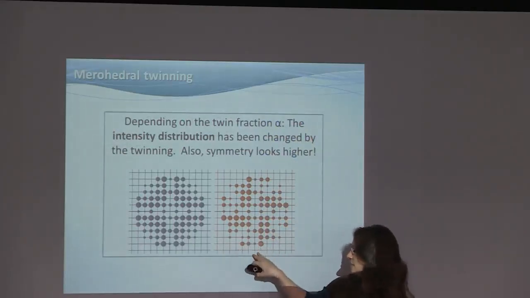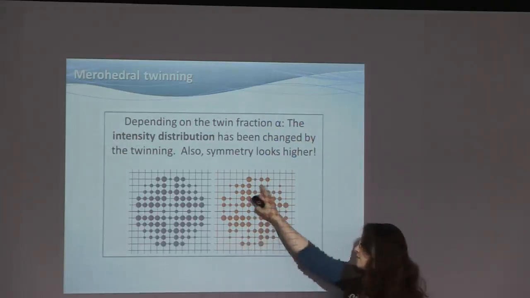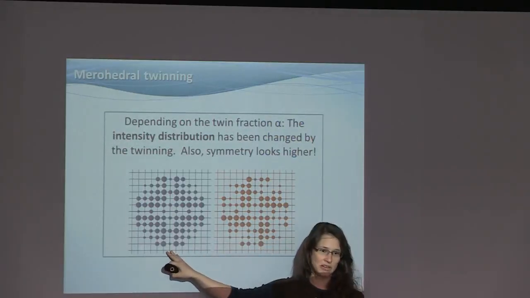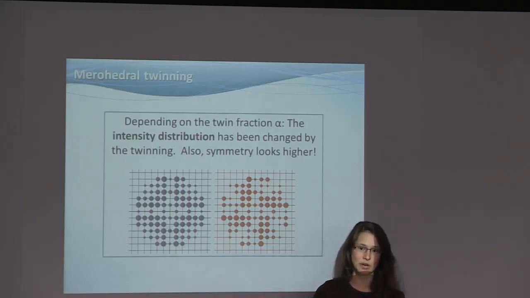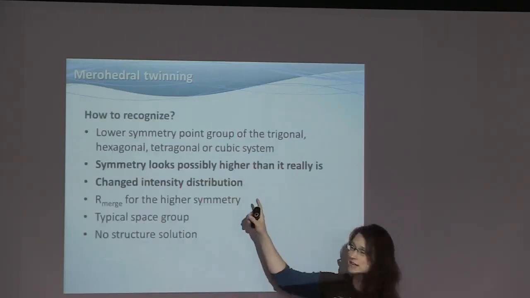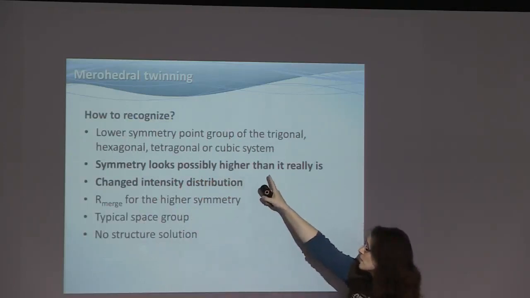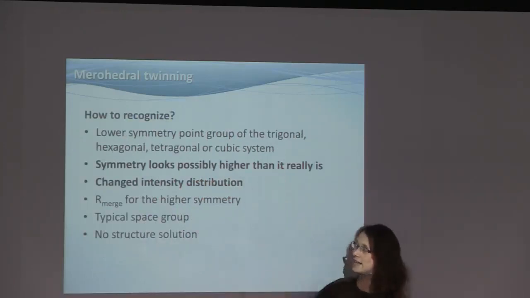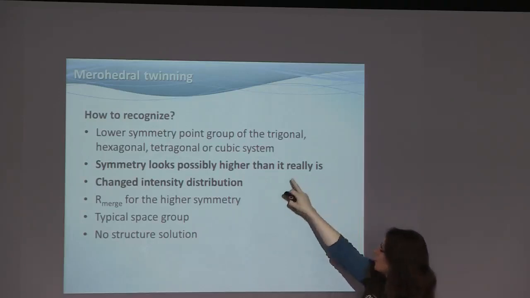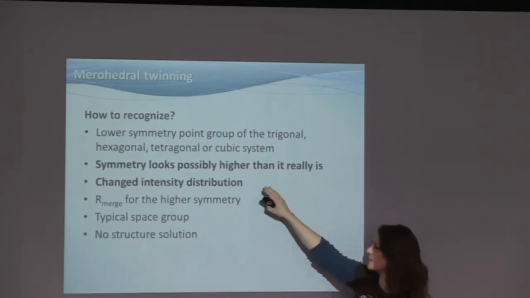So that's the lower correct symmetry you expect for one domain. And you can see how the twin law is introducing an additional symmetry operation. How do I recognize a merohedral twin? It's the lower symmetry point group of the trigonal, hexagonal, tetragonal, or cubic system. These are the ones where you have two different Laue groups. Symmetry looks possibly higher than it really is.